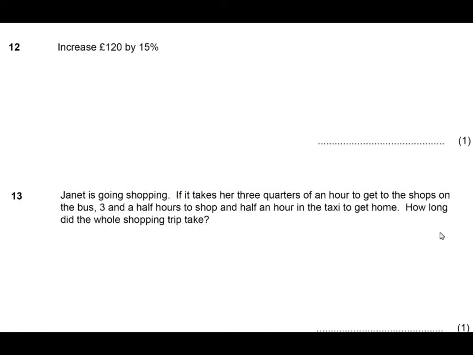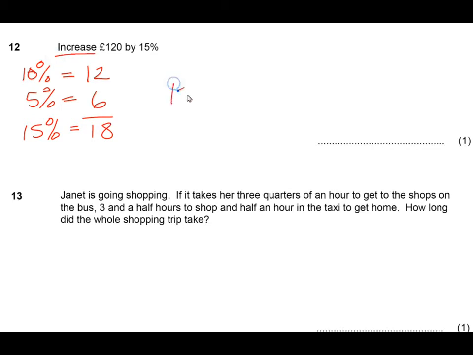Question 12 is asking us to increase £120 by 15%. Well, using the 10% rule, we know that 10% is £12. So 5% must be half of that, which is 6. So to get 15%, add the two together and you get £18. Now it's asking us to increase the amount. So we have to have 120 plus the 18.